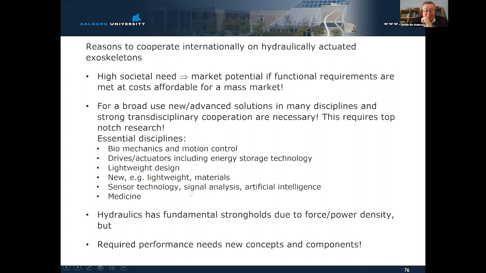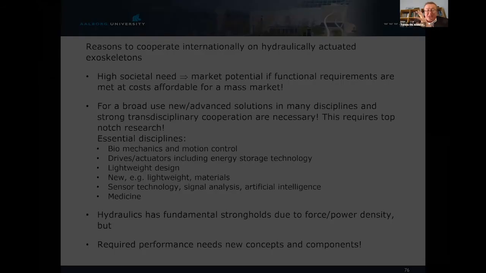So here also comes some research in. But it has this fundamental stronghold due to force power density. But they really need some research to do this one. But that'll be in small actuators. Okay. Sorry if the time was running a little bit away from me, but thank you for listening, and that's it.